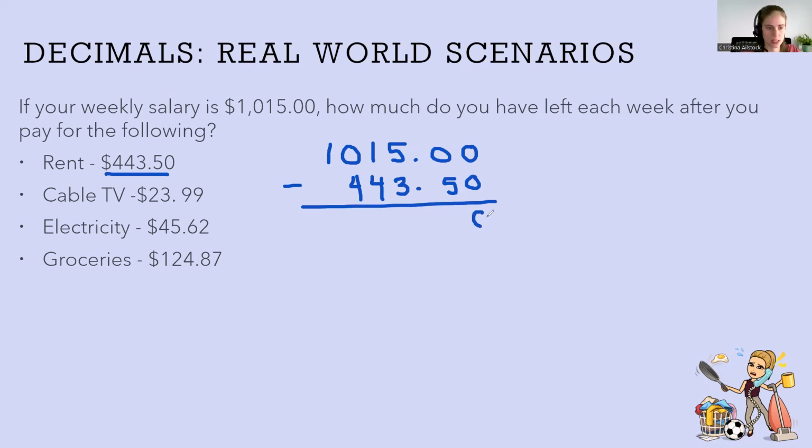0 minus 0 is 0. Can't do 0 minus 5 in this case, so we need to borrow. 10 minus 5 is 5. 4 minus 3 is 1. Can't do 1 minus 4, so we need to borrow. 11 minus 4 is 7. 9 minus 4 is 5. So we'd be left with this much money after only paying the rent.